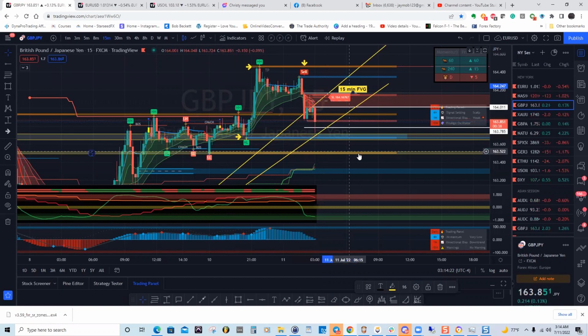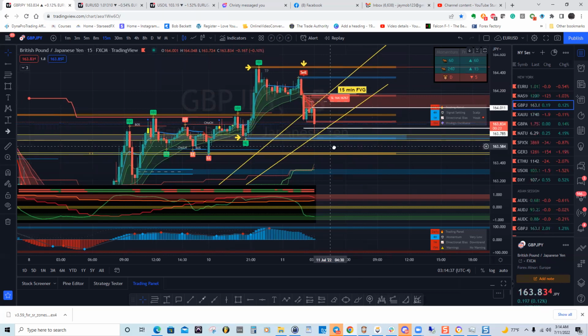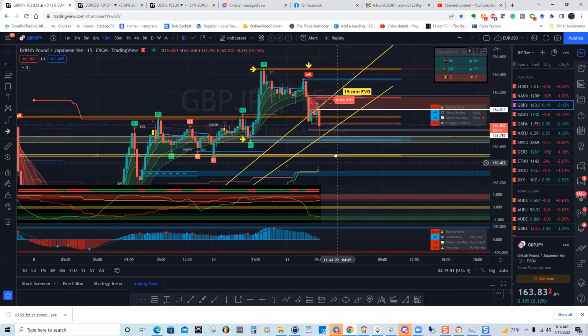My entry is 163.785. Now I'm down 10 pips. I was down at one point 20 pips, but I'm okay because my stop loss is what? 30, 35, somewhere up in there. So I've entered this trade on one position right now. So I'm waiting for this position to get filled. But look, where am I taking it?